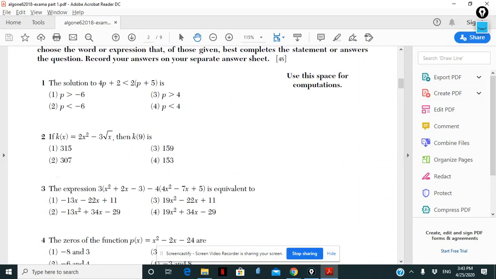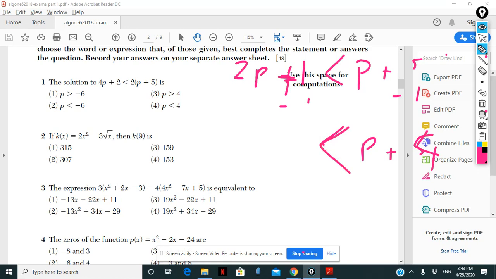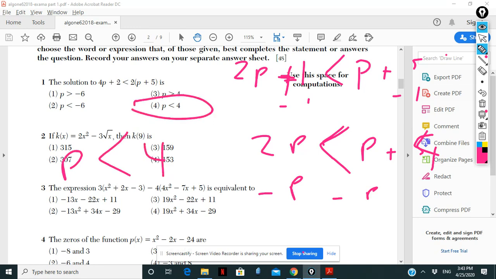We're going to do part 1. Question 1: the solution for 4p plus 2 is less than 2p plus 1... the first step, I can divide the whole inequality by 2, so I get 2p plus 1 is less than p plus 5. Minus 1, so I get p plus 4 is less than 2p. Minus p, so I got p is less than 4. So the answer is 4.